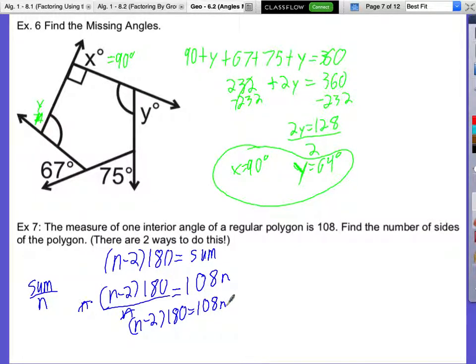But what did you do with the other end? You multiply it on both sides. So the n that was the denominator is now over here. Okay. Then you could do this a couple different ways. I just distributed in this 180. I just made it 180n minus 360 equals 108n.